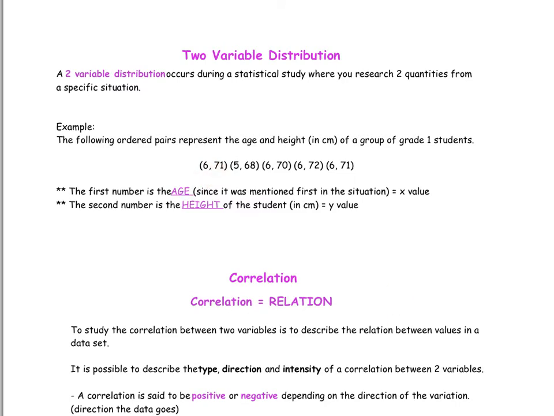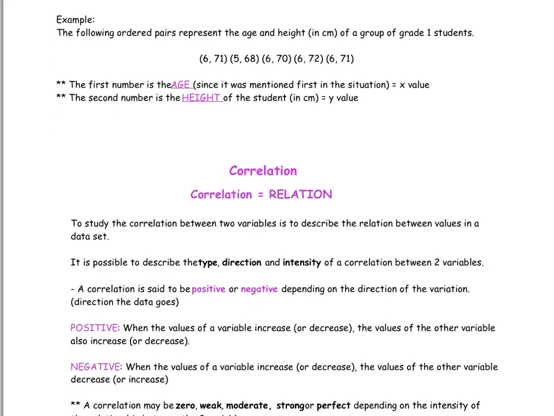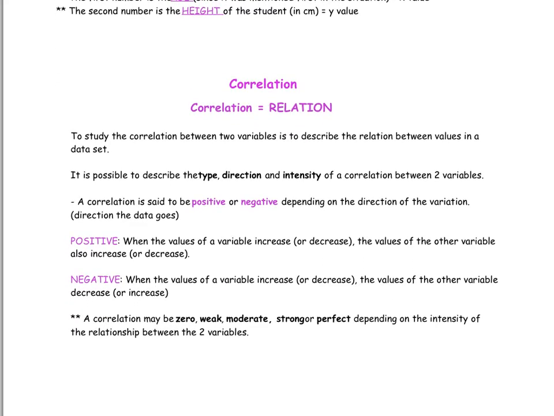So now we're going to study correlation. We're going to see if there is a relationship or a correlation between these two variables that we're studying. So when we're trying to find a correlation, we're trying to see if there's a relation between the two values in our set of data. We can describe the relationship in a number of ways: the type, the direction, and the intensity. We're going to be focusing mostly on the direction and the intensity.